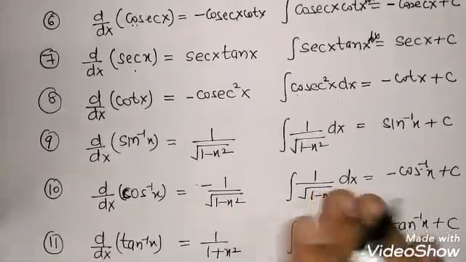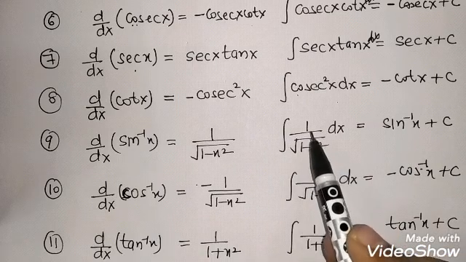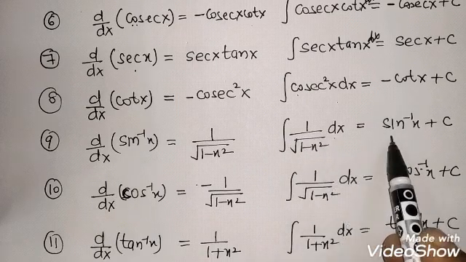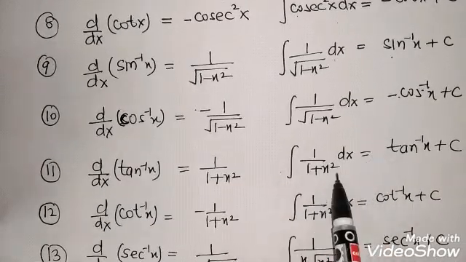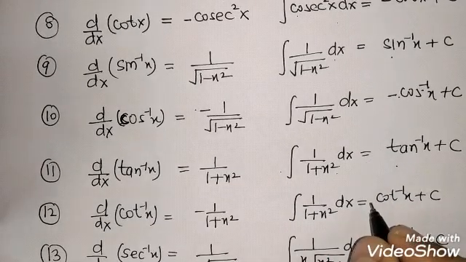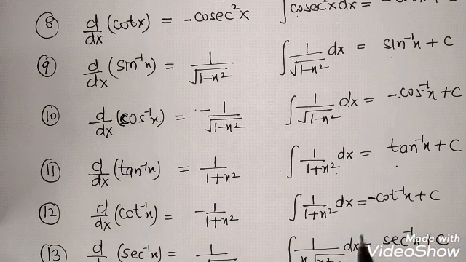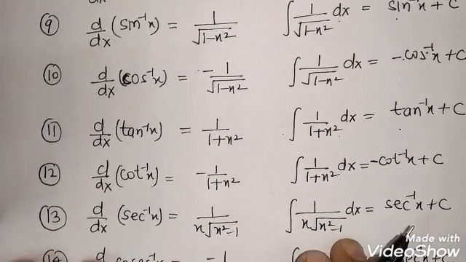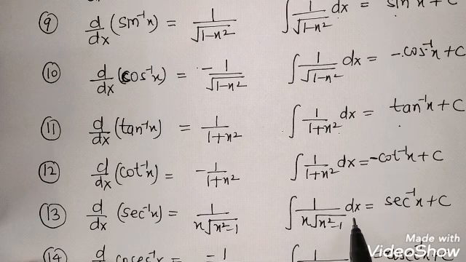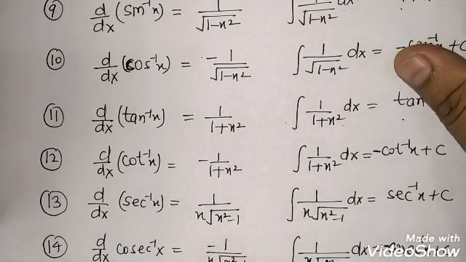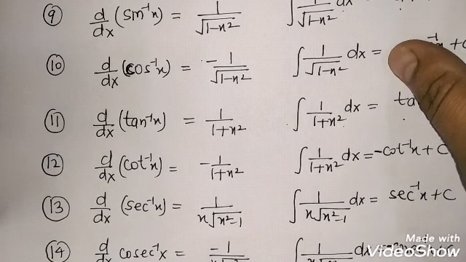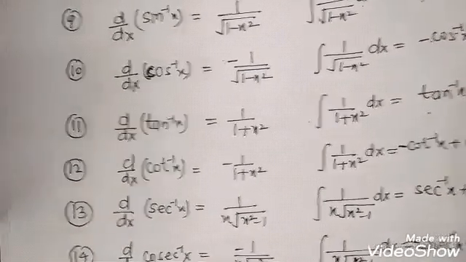Then obviously the formulas of inverse trigonometric functions: 1 upon root of 1 minus x square dx is equal to sin inverse x as well as minus cos inverse x. 1 upon 1 plus x square integration dx is equal to tan inverse x, or here it is minus cot inverse x. Then 1 upon x root of x square minus 1 dx is equal to secant inverse x or minus cosecant inverse x. Hope you are understanding this particular thing. Then we are still left with certain formulas. Moving towards the 15th formula for integration.